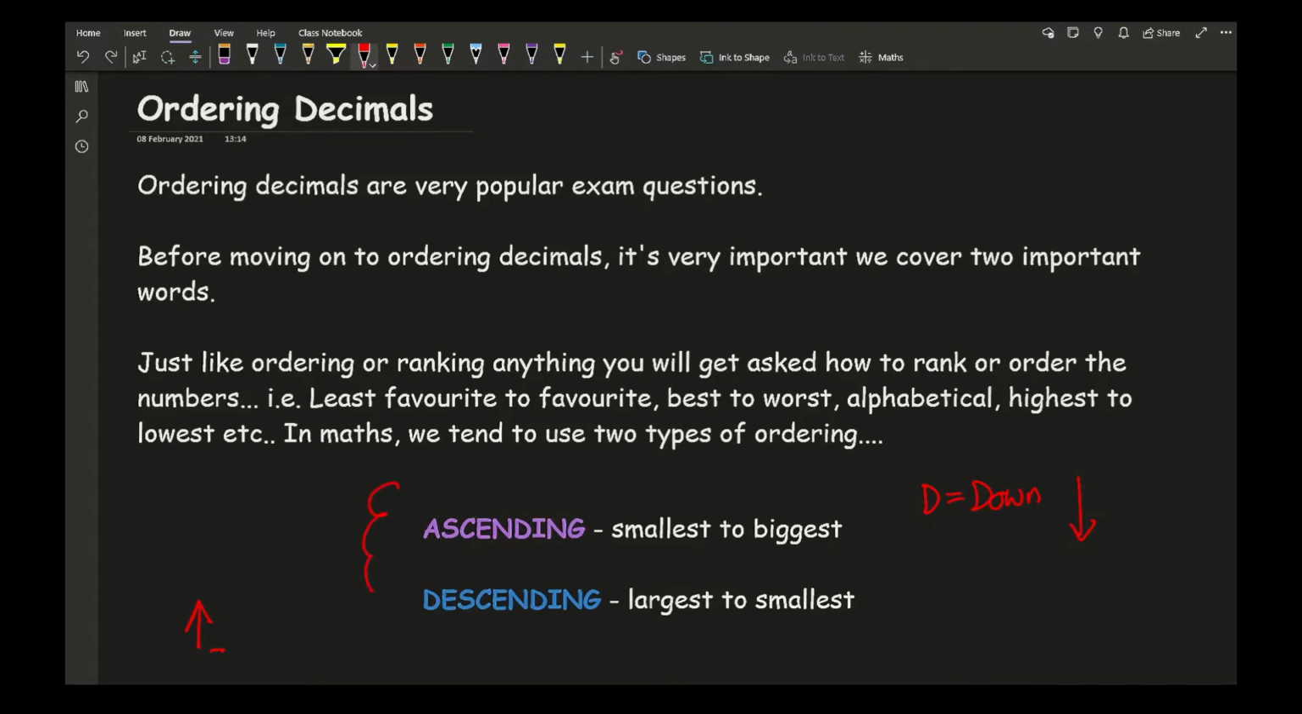But I certainly would make a note of what these two words mean and know the difference between the two, because like I said, although ascending seems to be very popular, examiners could easily stick in a curveball and stick in the word descending, which is the complete opposite.